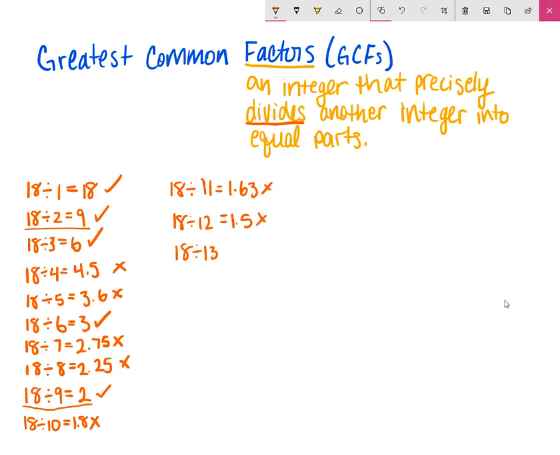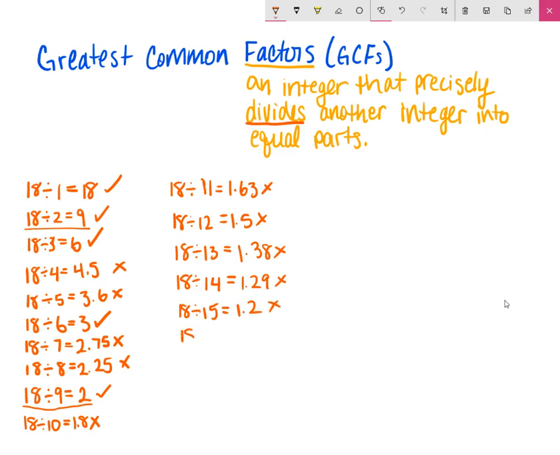18 divided by 13, that is 1.38. Nope, not a factor. 18 divided by 14, why did I say 16? 14 is 1.29. Not a factor. 18 divided by 15 is 1.2.